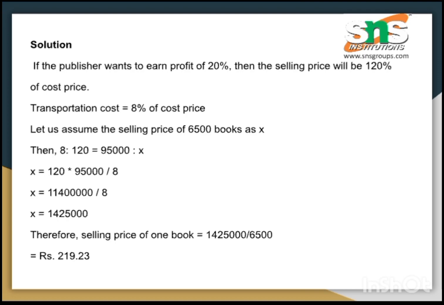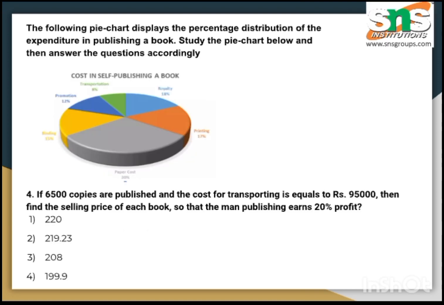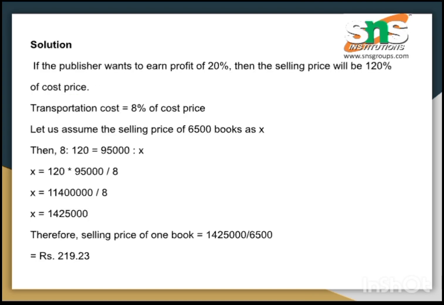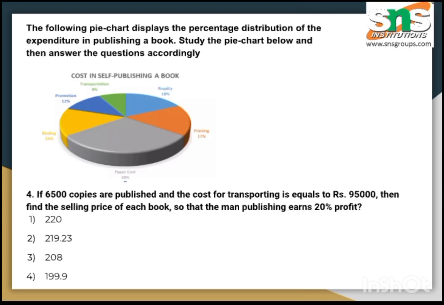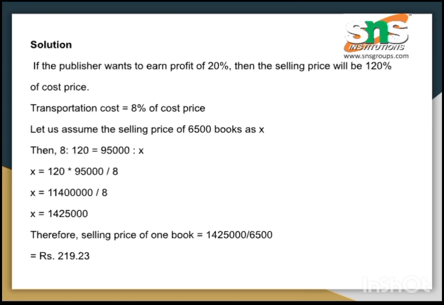Okay, 14 lakhs 25,000 divided by cost of each book. In the question it is given as 6,500 copies are published and the cost of each book is being asked. So what we will do, we will get the answer as 14 lakh 25,000 divided by 6,500. So cost of each book will be rupees 219.23. So your option 2 will be the right answer. Now we will move on to the next question.